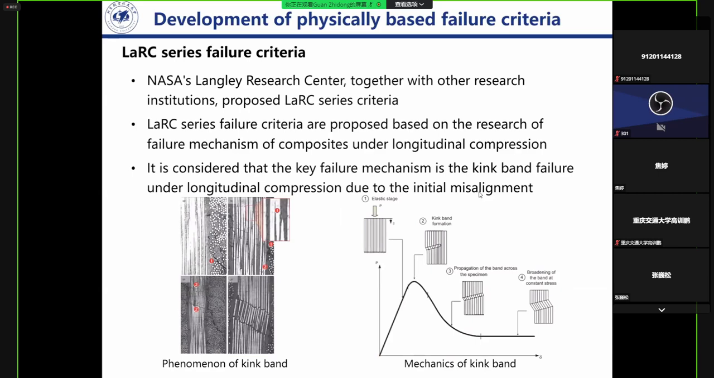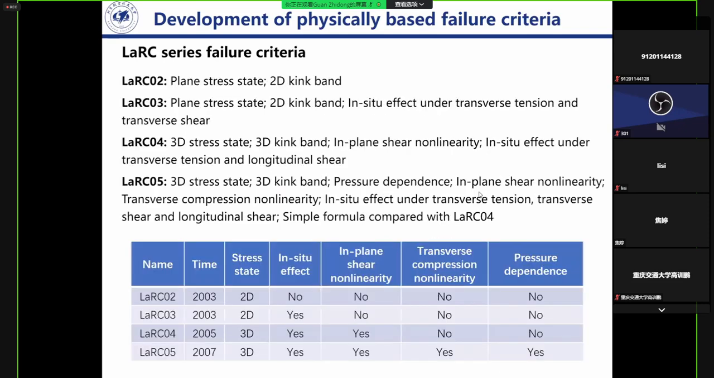Inspired by the Puck failure criteria, NASA's Langley Research Center, together with other research institutes, proposed the LaRC theory criteria. The LaRC criteria are proposed based on the research of failure mechanism of composites under longitudinal compression. It is considered that the key failure mechanism is the kink band failure under longitudinal compression during the initial misalignment. As the research progressed, four LaRC failure criteria were developed, and more factors that have impact on the strength are taken into account.